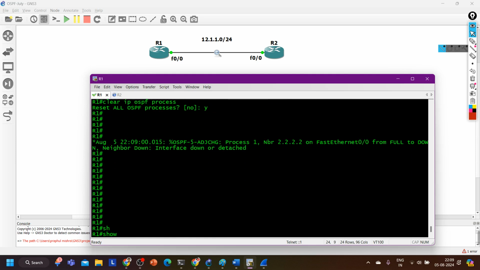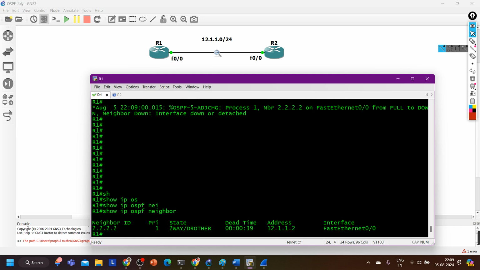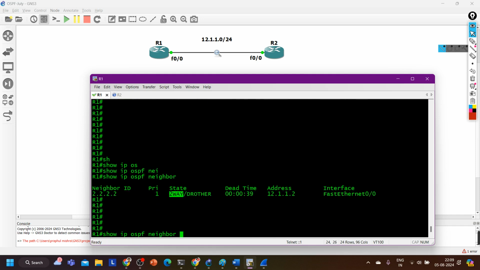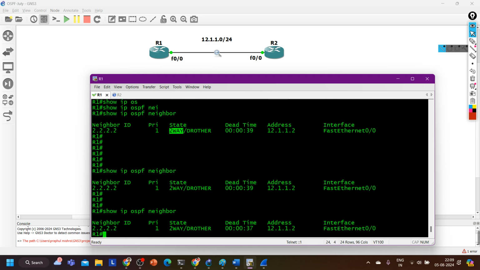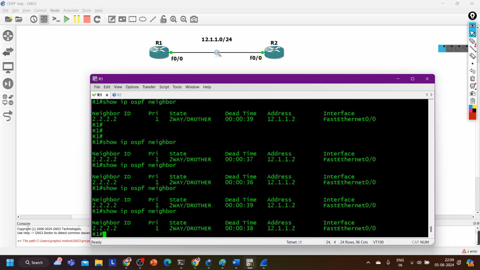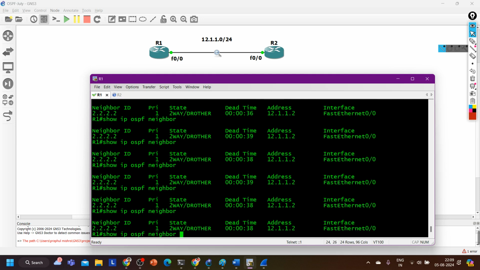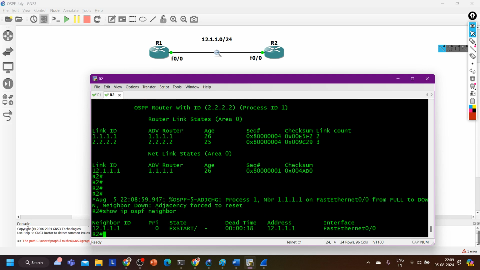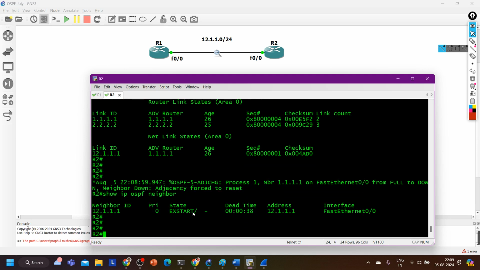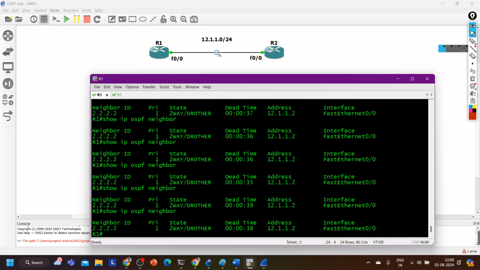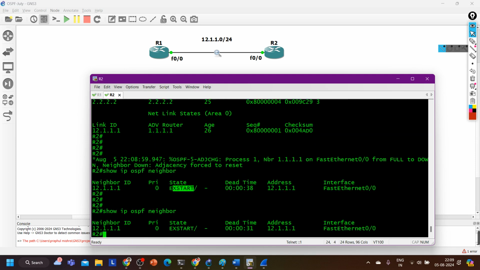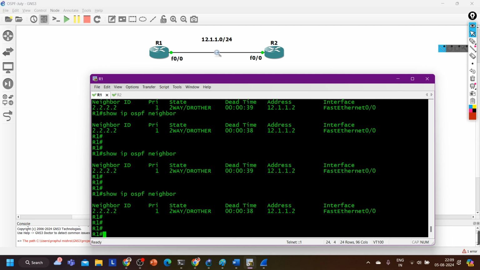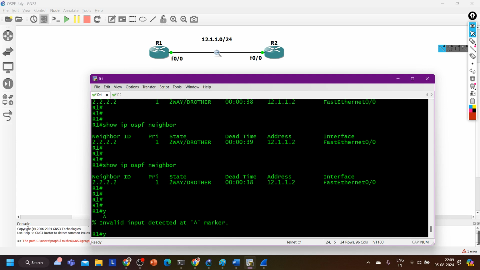Again, these two routers will form neighborship. See, so show IP OSPF neighbor, and OSPF is fast protocol. State is in two-way. Don't worry, we will discuss this state. Soon it will come in full state. What happened? Here neighborship is in exstart. Here neighborship is in two-way. How you will troubleshoot it? Now tell me, how you are going to troubleshoot it?